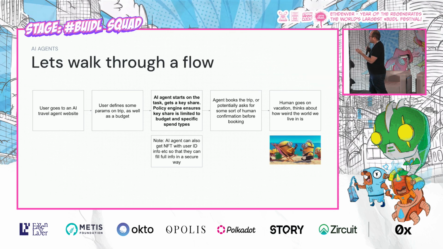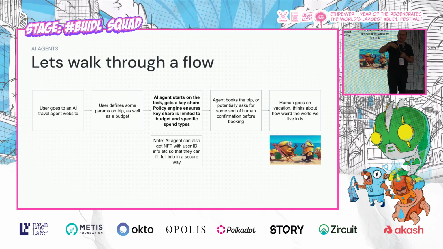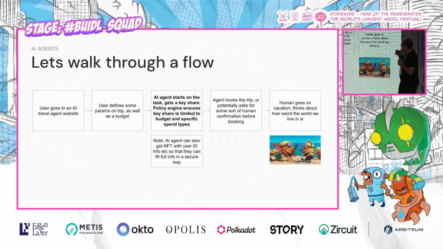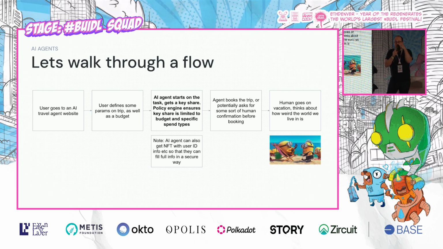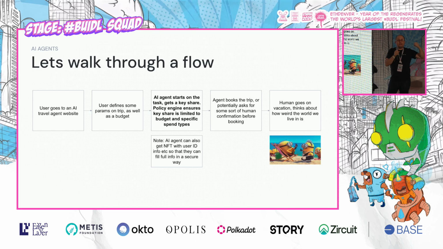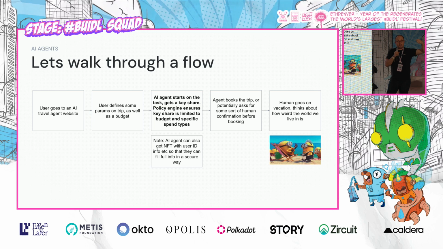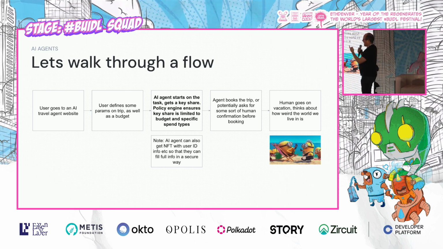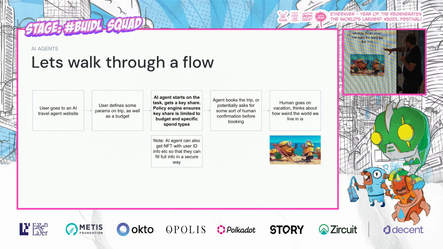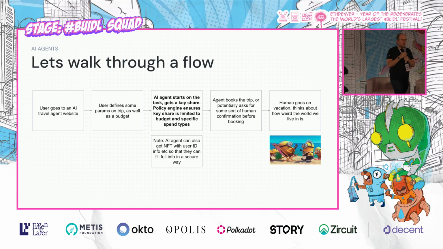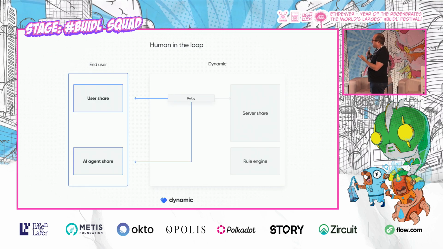So user goes to an AI travel agent website. They define some parameters on the trip. So let's say my budget, where I'm going, etc. The AI agent gets a key share. So the user issues that AI agent a second key share. So we move from a 2 of 2 to a 2 of 3. At that point, the AI agent can countersign with a server to actually execute on things. The server can limit what can be countersigned with a rule engine. And then the agent books a trip, and the human goes on vacation and thinks about how weird the world is becoming.